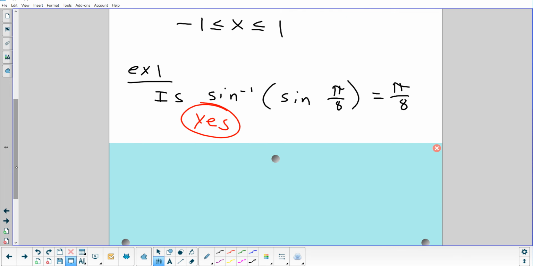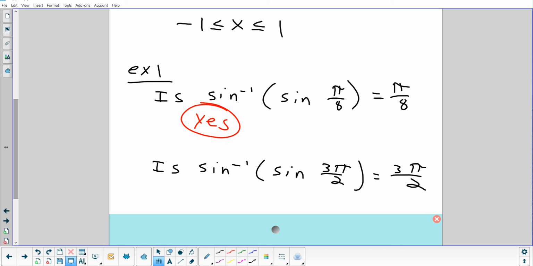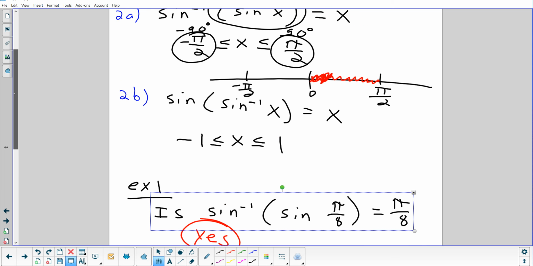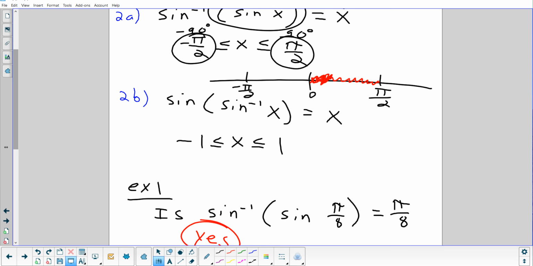Let's try another one. Inverse sine of 3 pi over 2. If you were to do that out, would you get 3 pi over 2? So, inverse is on the outside. So we're still checking if we're between negative pi over 2 and pi over 2.